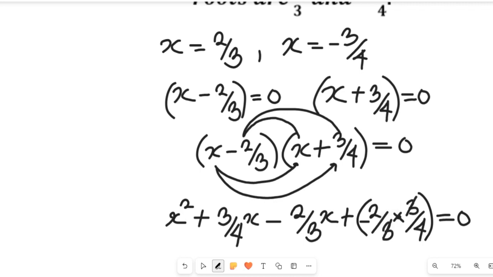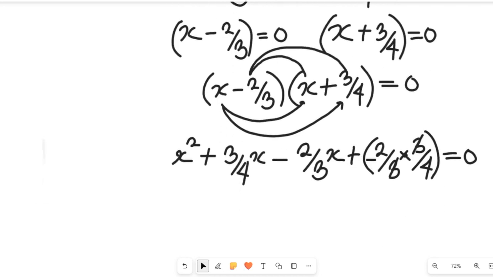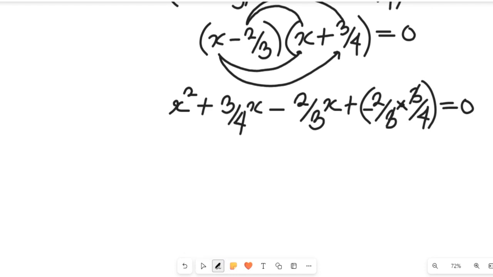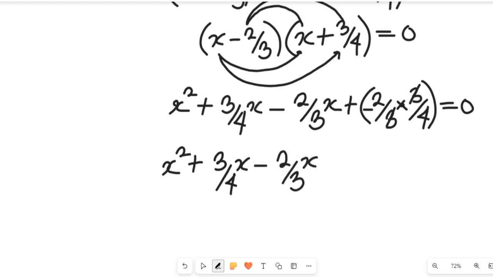Now this will clear this, and 2 divided by 4 is going to give us 2. So we'll have this to become x squared plus 3 divided by 4x minus 2 divided by 3x, and this is going to be minus times plus is going to give us a negative. 2 will clear this to give us 1 divided by 2, and this expression will be equal to 0. Fine. So all we need to do is to simplify.